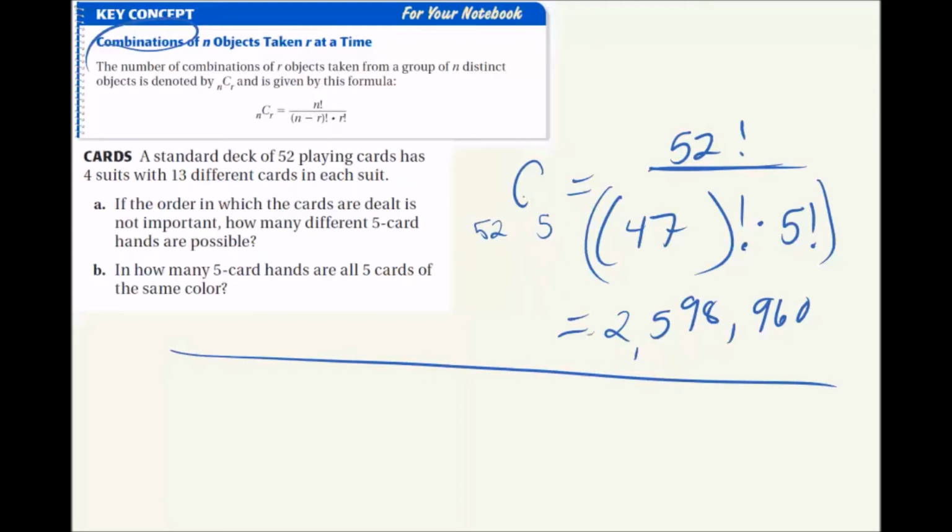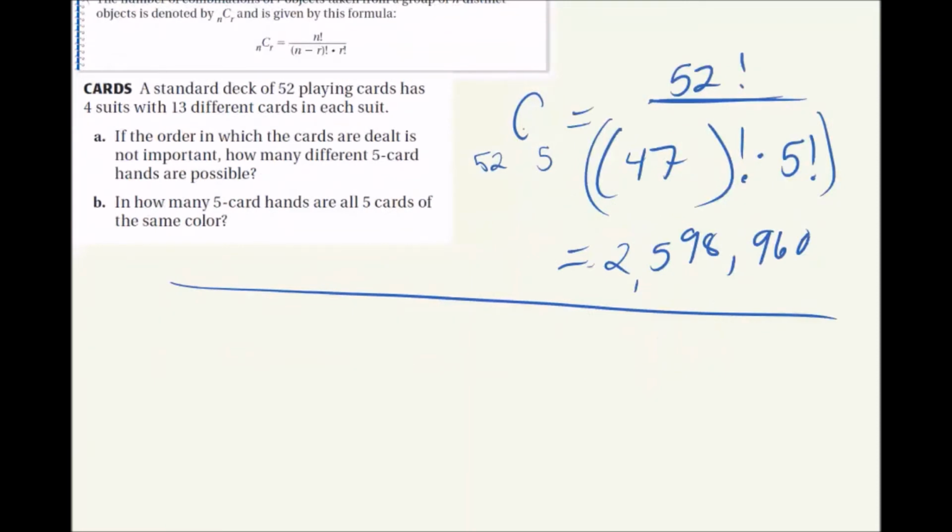That's pretty crazy. The second question's a bit more tricky. It says, in how many 5-card hands are all 5 cards of the same color? So how many different ways can you have all red cards or all black cards? So we actually need to multiply 2 combinations together. First, we need to pick a color. So of the 2 colors, we're going to take 1 color. And then we're going to multiply that by the cards only of that color.